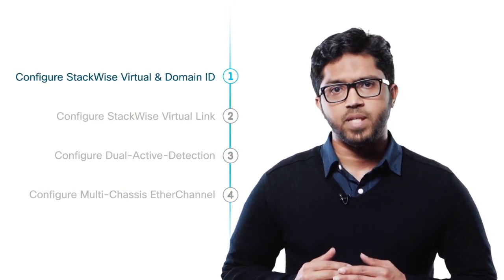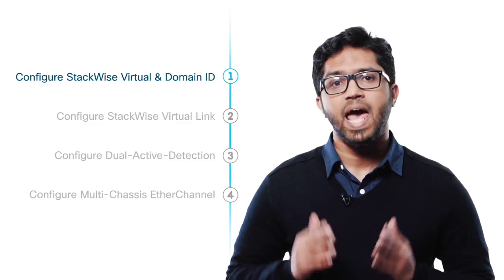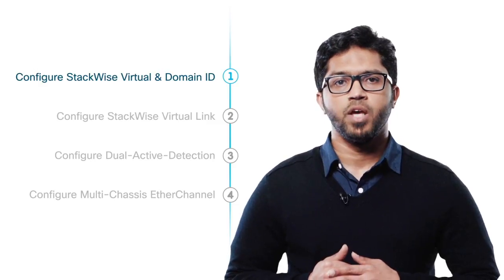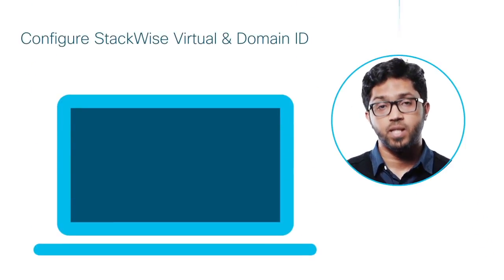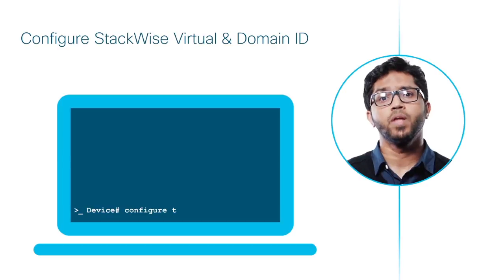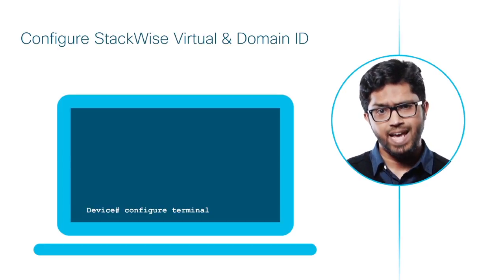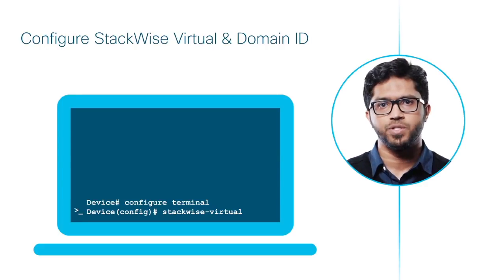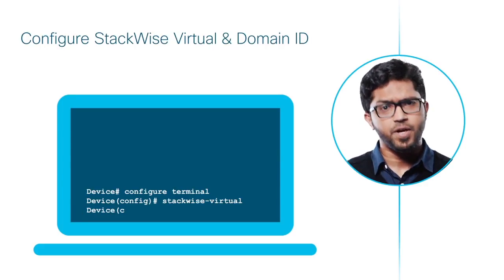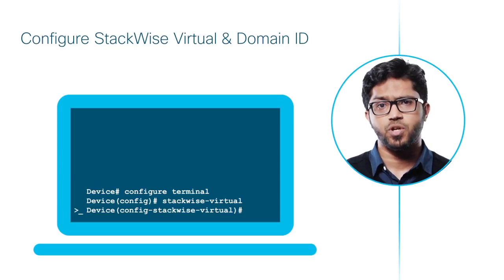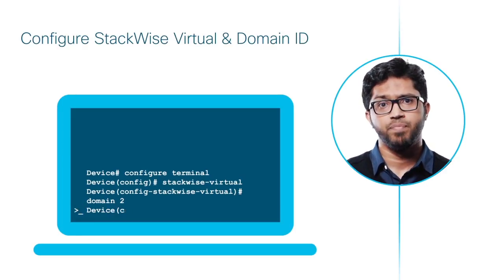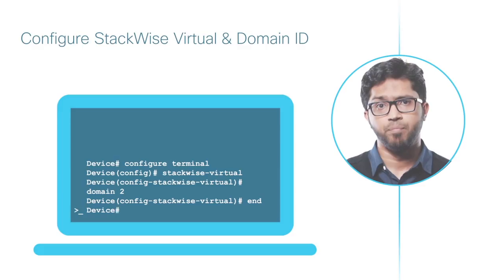The first step is to configure StackWise Virtual and a domain ID on the switches that you want to be added to the system. In order to do this, open the CLI terminal. Next, enter the global configuration mode. Next, enter the StackWise Virtual command, which is your intention of getting into the StackWise Virtual system. Next, enter the domain ID so that both switches are added to the same domain in the system. And again, it is optional to add the domain ID. If you don't add it, we'll add it by default. And then exit the configuration mode.